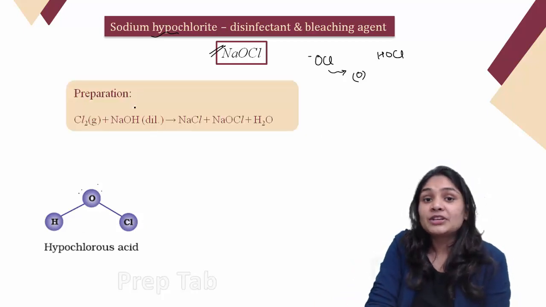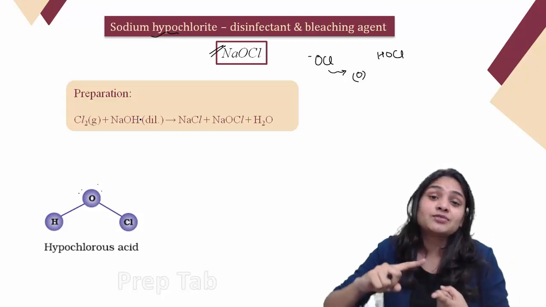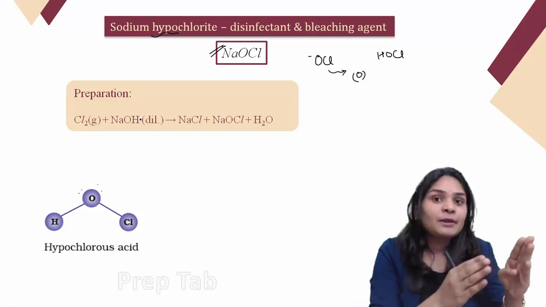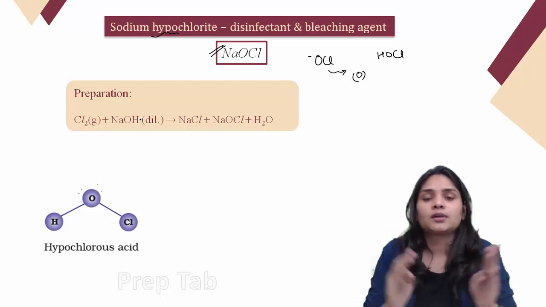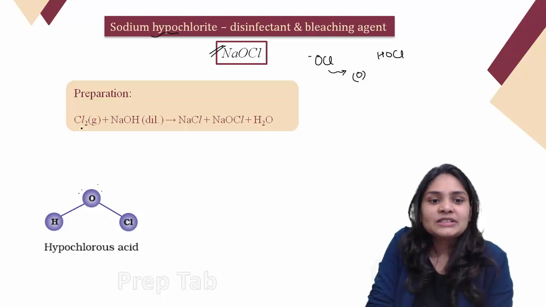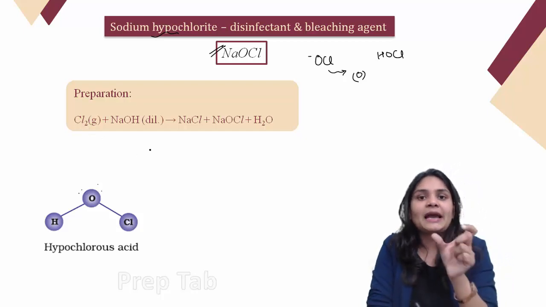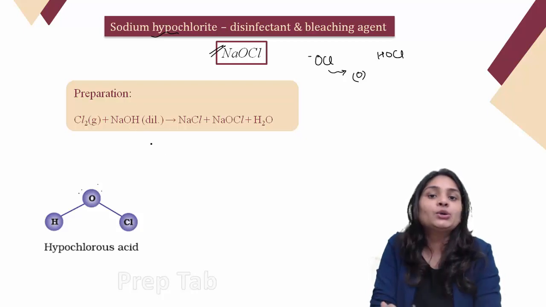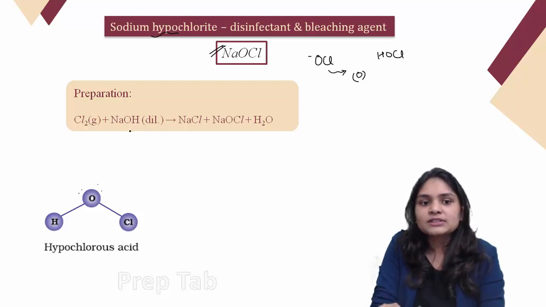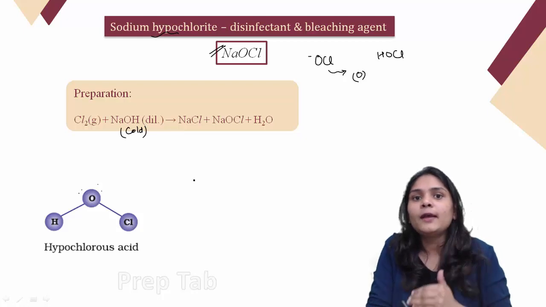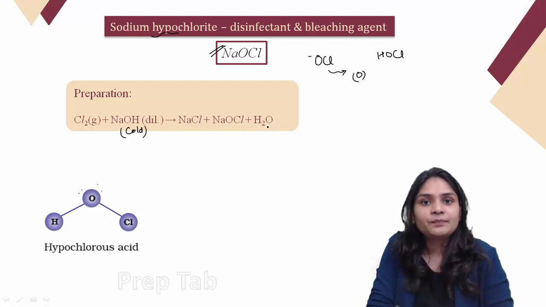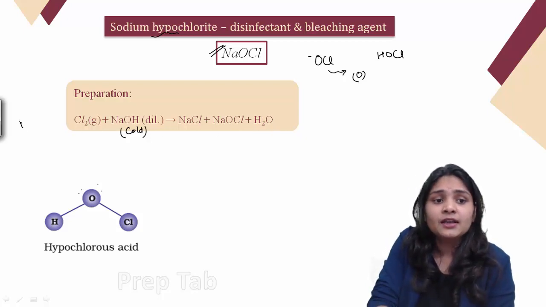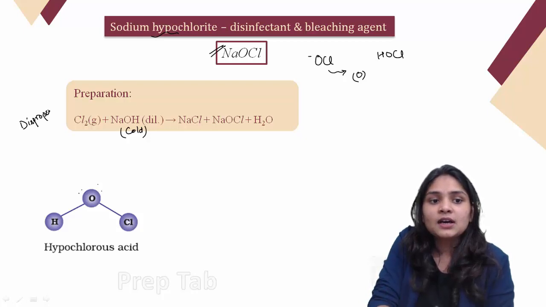Now let us talk about the preparation. This is one of the favorite reactions of JEE and NEET. Guys, see previous year question papers and you will find that this reaction has been asked a lot of times. So Cl2, when chlorine gas or chlorine water is treated with dilute sodium hydroxide and it should be cold, you get NaCl plus NaOCl and water. Now this is a disproportionation reaction. So remember this as well.